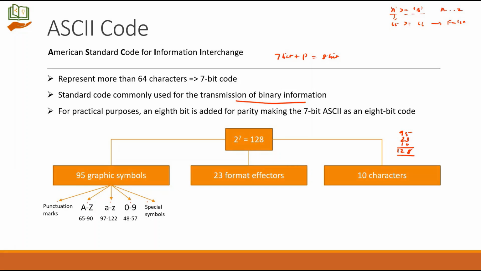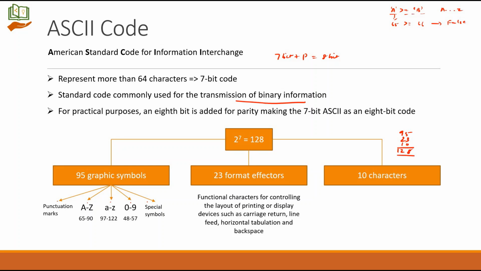What are format effectors? They are functional characters for controlling the layout of printing or display devices, such as carriage return, line feed, horizontal tabulation and backspace. What about the other 10 characters? They direct the data communication flow and report its status, because they are used for transmission purposes. These 10 characters are allocated for data communication flow.